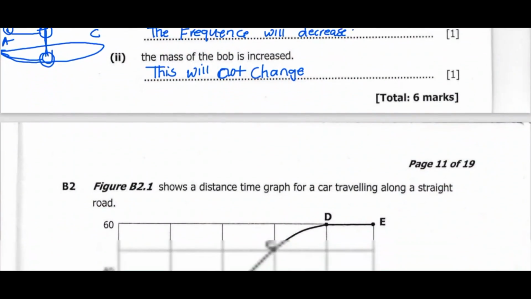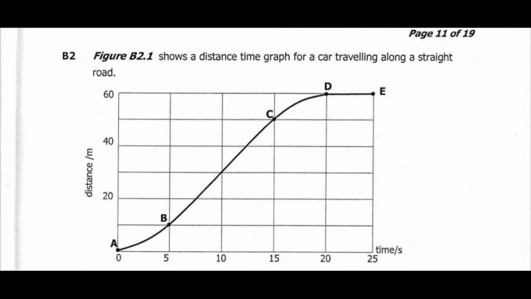Okay, so now we move on to question B2. Figure B2.1 shows a distance time graph for a car traveling along a straight road. Now, when it comes to graphs of motion, I'm asking you to be extra careful here, because sometimes you may get this question wrong, not because you don't know, but because you interpret it wrongly, or you may mistake it for a velocity time graph. So we are dealing with a distance time graph.